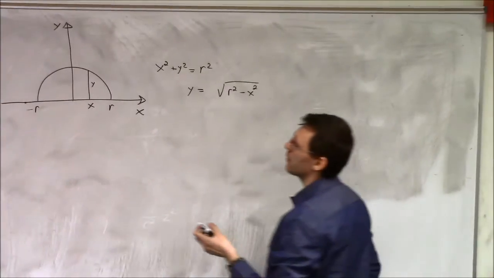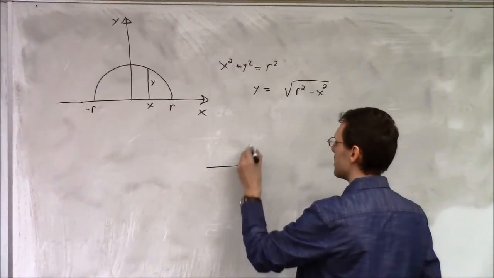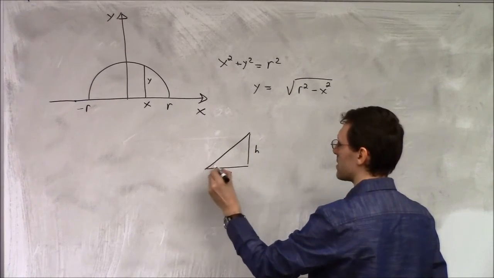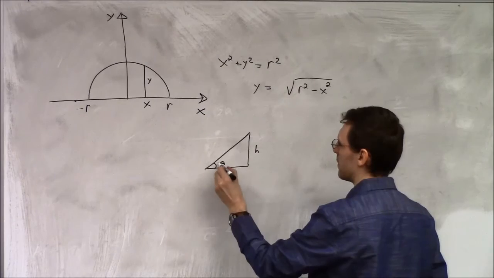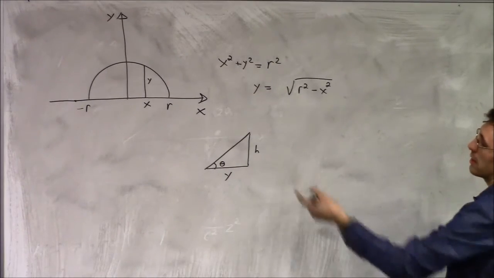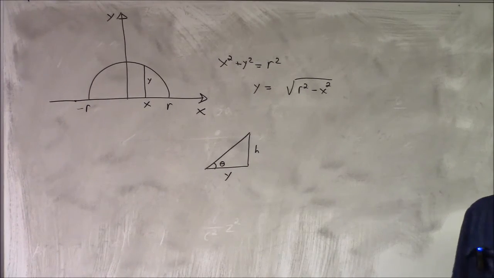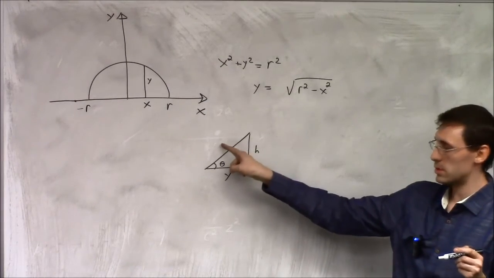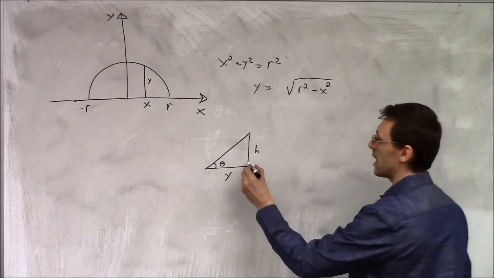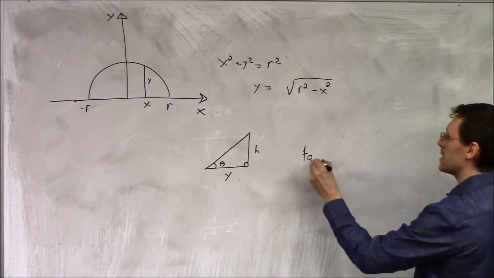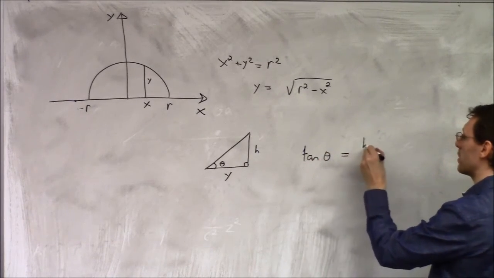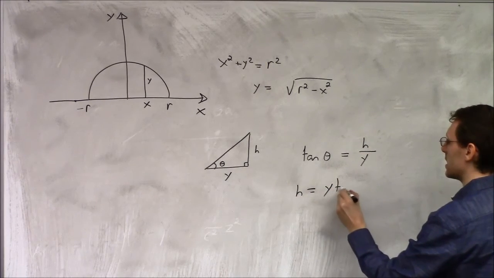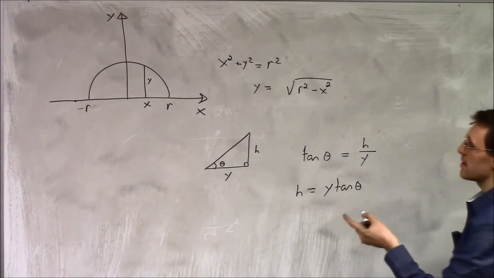Now, what can I do for my h? So if I have this y, I put it on the side, this is y, this is h. All I know is that this angle is a fixed number theta. So how do I figure what h is now? Almost. Better not to use the hypotenuse, right? Best to use tangent. So tangent of theta is equal to h over y. So that means that h is equal to y times tangent of theta.